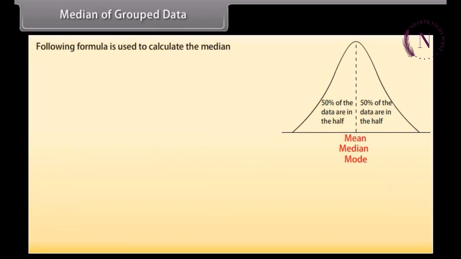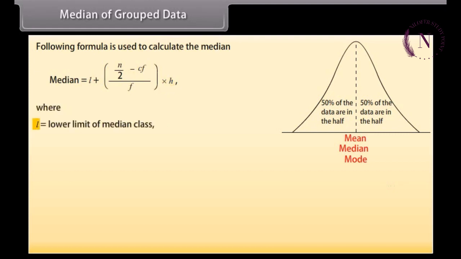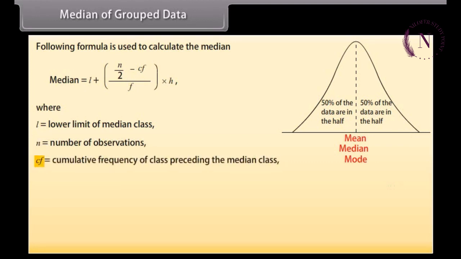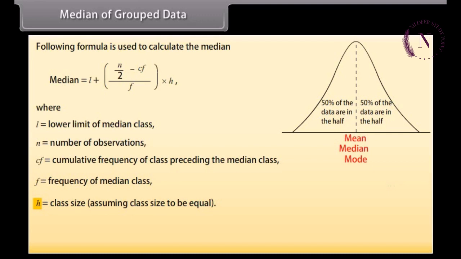Following formula is used to calculate the median. Median equals L plus (n by 2 minus CF) divided by f, multiplied by h, where L is equal to lower limit of median class, n equals number of observations, CF equals cumulative frequency of class preceding the median class, f equals frequency of median class, h equals class size, assuming class size to be equal.